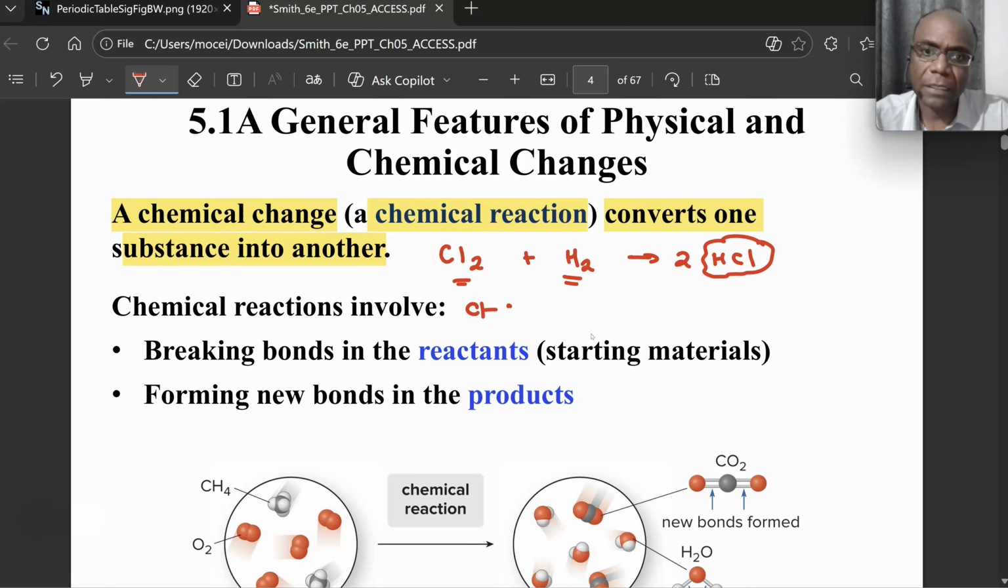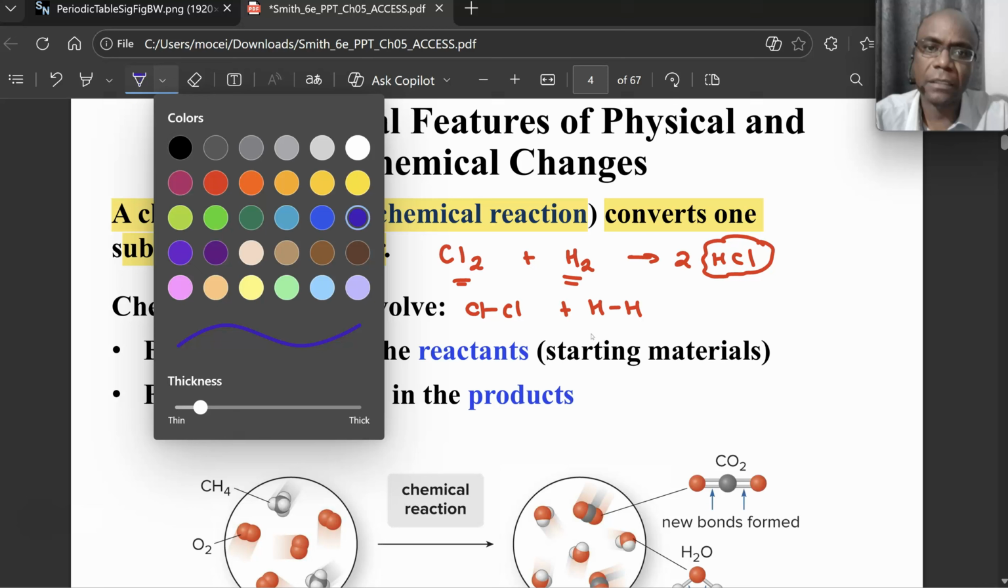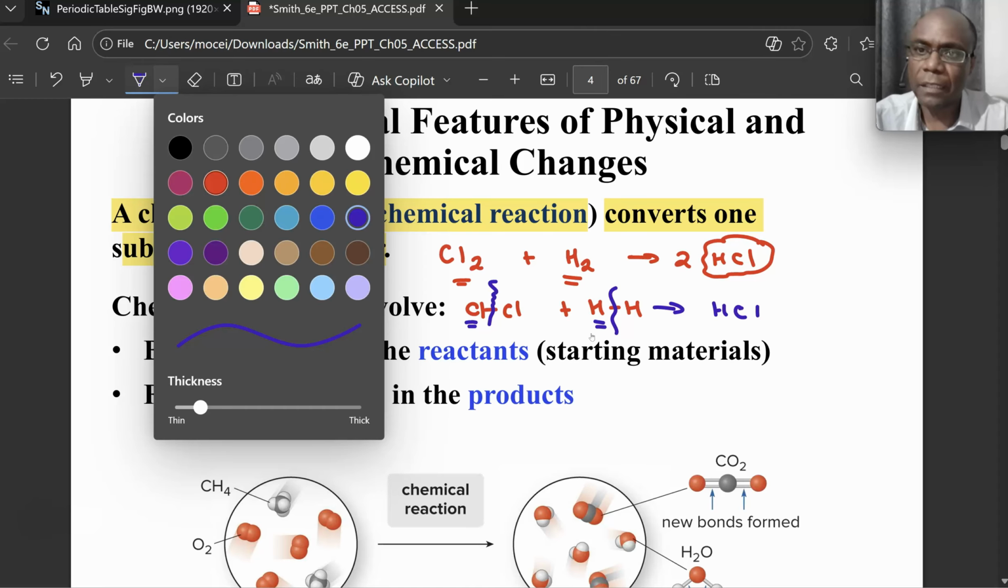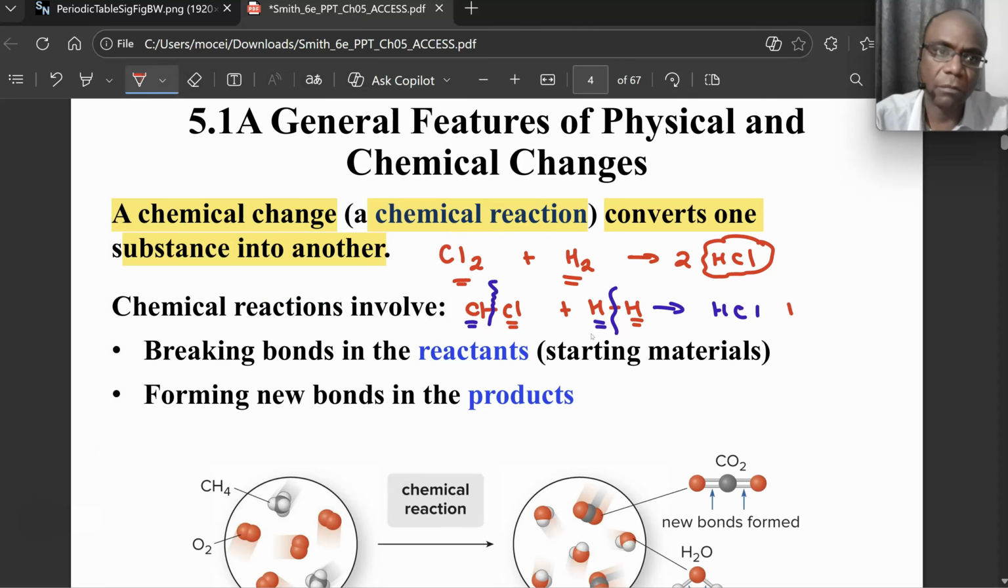In this case, you have a Cl and a Cl, a hydrogen and a hydrogen, and there is breaking of bonds, right? Imagine this hydrogen and this chlorine combining to give you HCl, and then the other one, this chlorine and this hydrogen combining to give you HCl, and that gives us the two molecules of HCl. So you are breaking bonds and you are forming bonds. So in a chemical reaction, there is breaking of bonds, which requires energy. We say it's endothermic, and usually the bonds you're breaking are on the left side of the reaction.